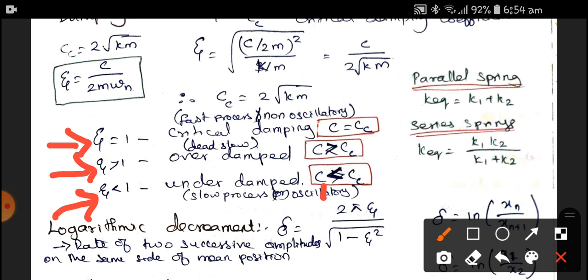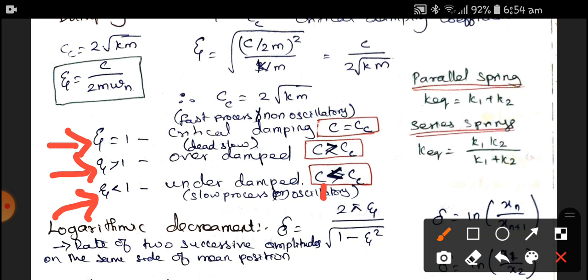In some offices, we have a cabin room. On the top of the cabin door, we have an automatic door closure. When we open the door, if you can visualize, the door slowly comes back into its original position. So that is called an over damped system.